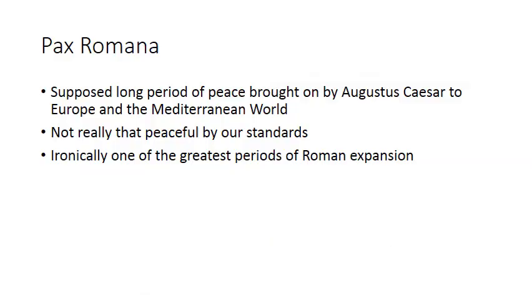Pax Romana. This is a supposed long period of peace brought on by Augustus Caesar to Europe and the Mediterranean world. By our standards, it's not really peaceful. There were actually a lot of conflicts and wars going on during this time, but it is kind of the peak period, or this kind of golden age of the Roman Empire, and it's right at the very beginning of the Roman Empire, coming out of the ashes of the Roman Republic. And so when we think of Rome, we tend to think of the Pax Romana. This is the golden age of Rome, and ironically, obviously not peaceful. This is one of their greatest periods of Roman expansion when they were expanding out.